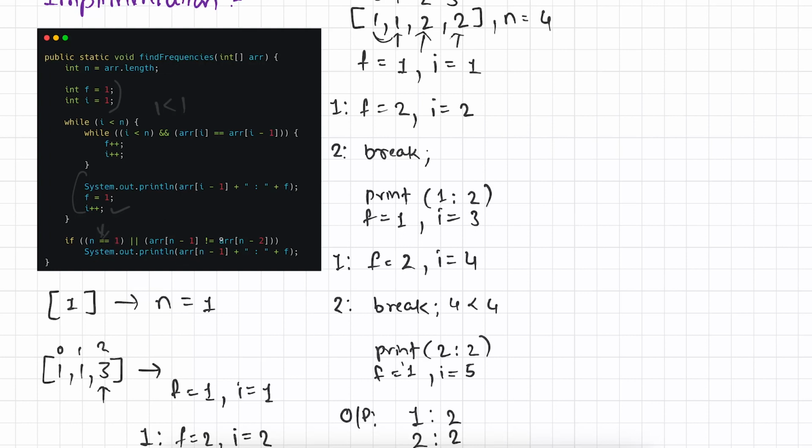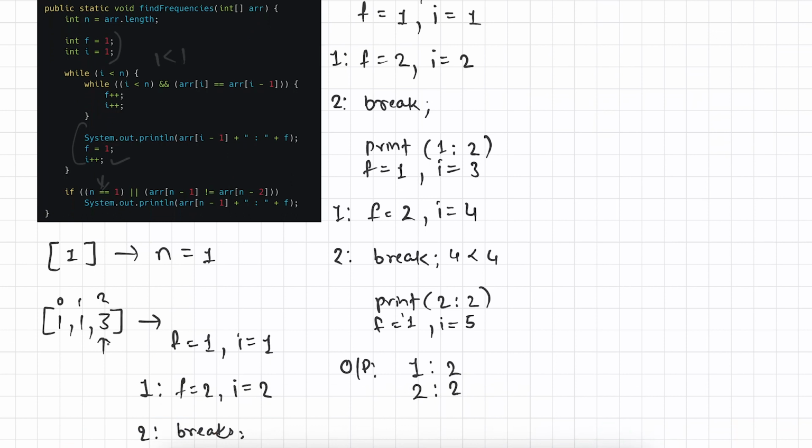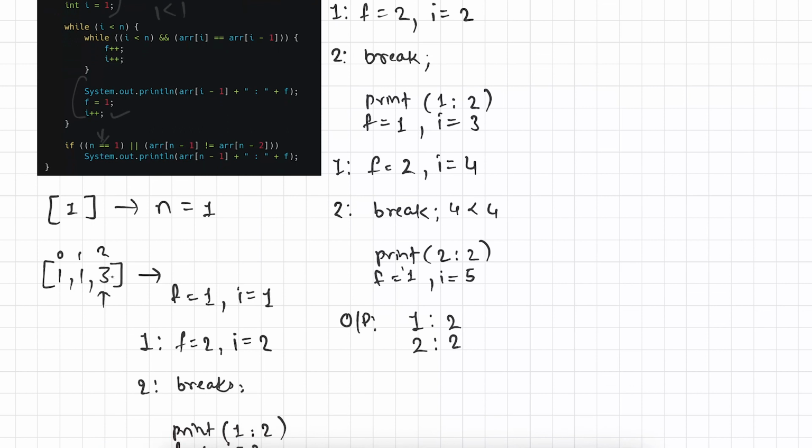Now talking about this condition, if ARR of n minus 1 is not equal to ARR of n minus 2, this condition handles the corner case where we have two elements the same and one element that is distinct at the last. So what happens in this condition? First we are initializing f to 1 and i to 1, okay.